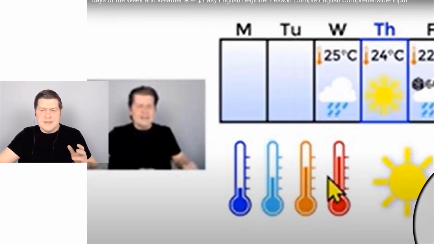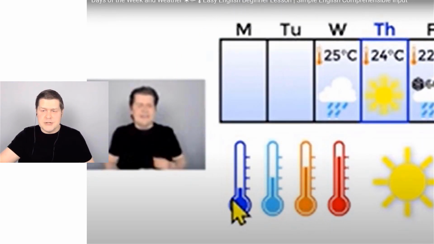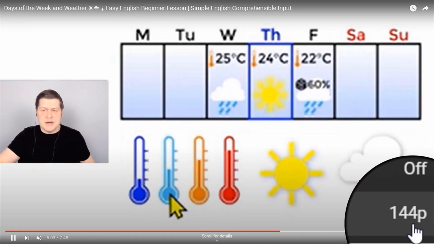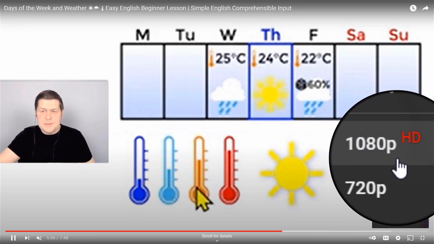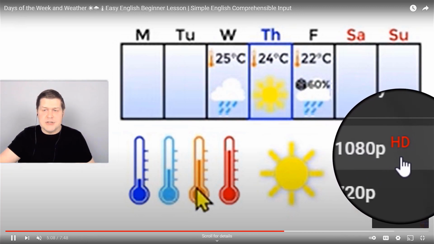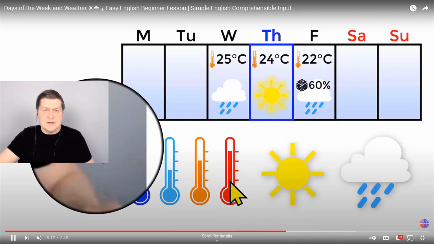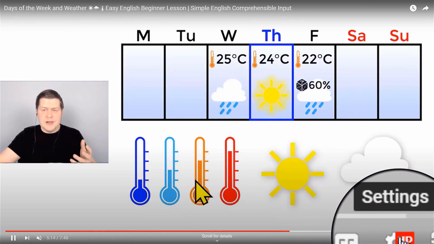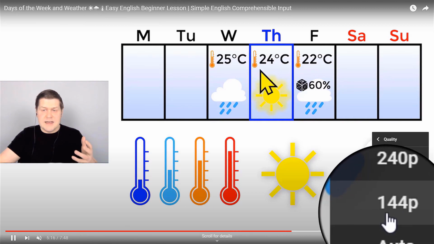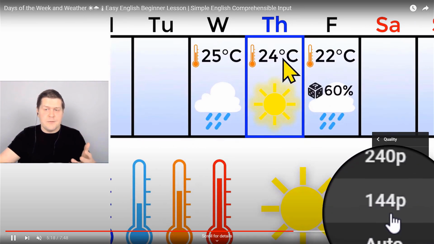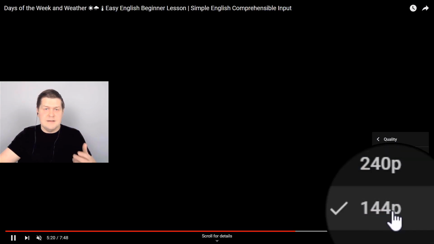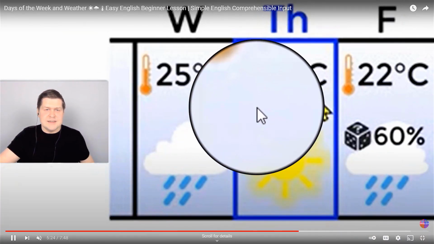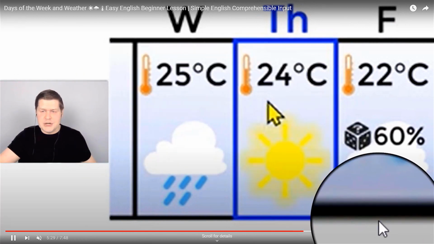So this is very low resolution. 144 pixels of resolution is very low resolution. But 1080 pixels is very high resolution. It's high definition. So this is very high definition. Now it looks very sharp. Now it looks very clear. But when it is at 144 pixels, it looks very unclear. It looks very blurry. So it is hard to see here. It is not very sharp at all.